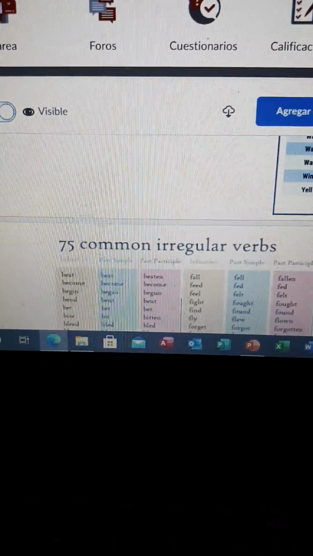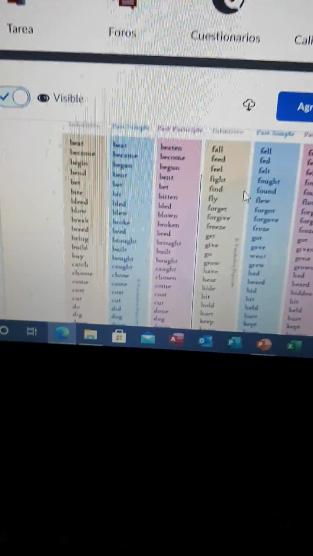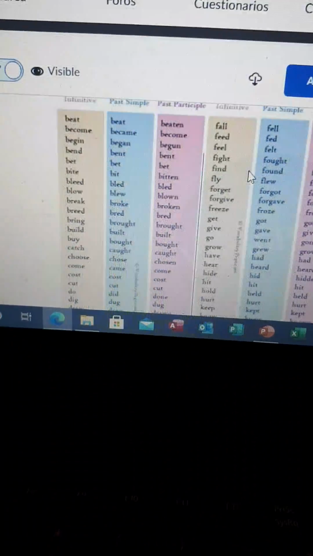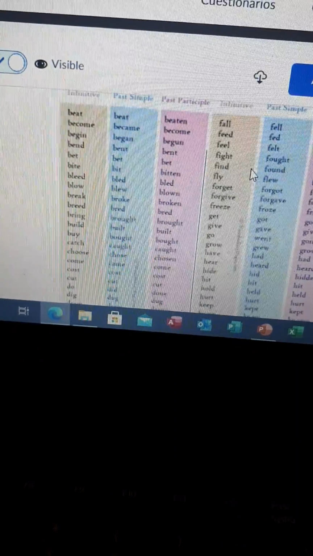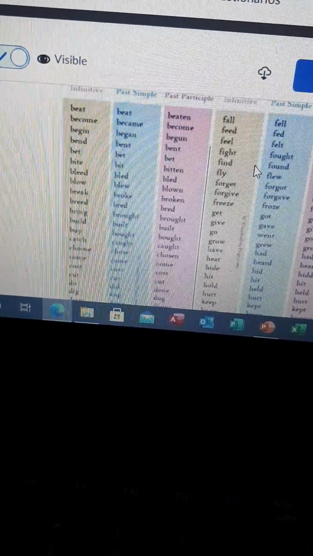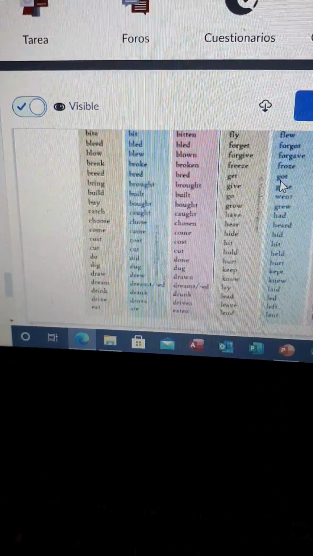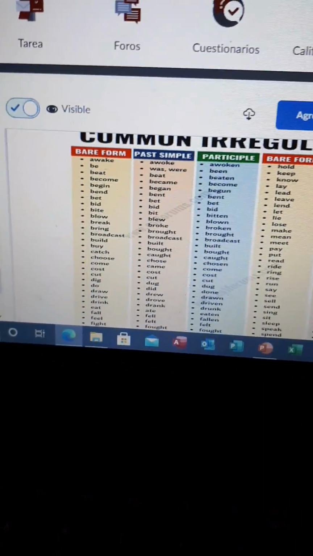And also you have more examples of regular actions. But then you have a list of the most common irregular verbs, okay? It's not about learning all of them, but it's important that you review the most common actions. For example, read, get, do, fall, break, etc. Okay? So it's important that you pay attention to this and that you review and you study the actions, okay?